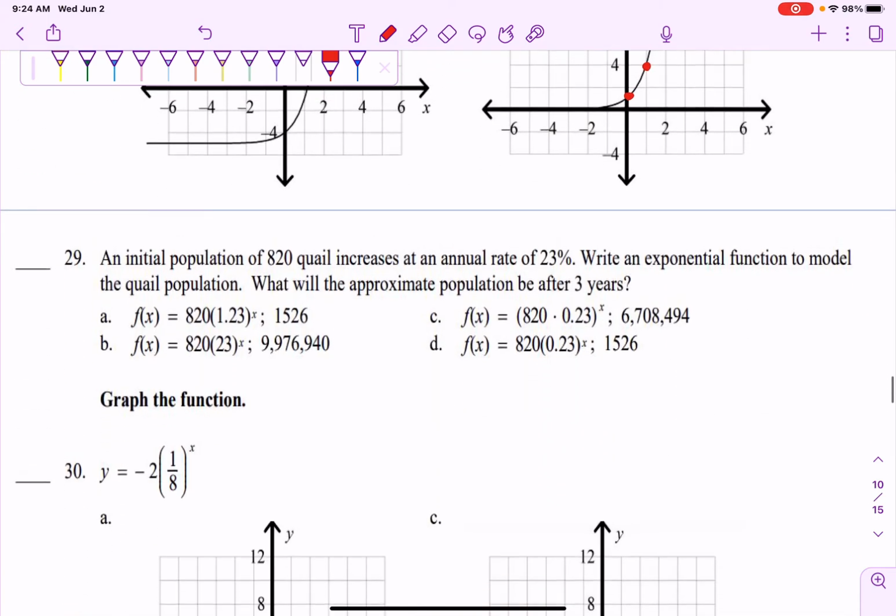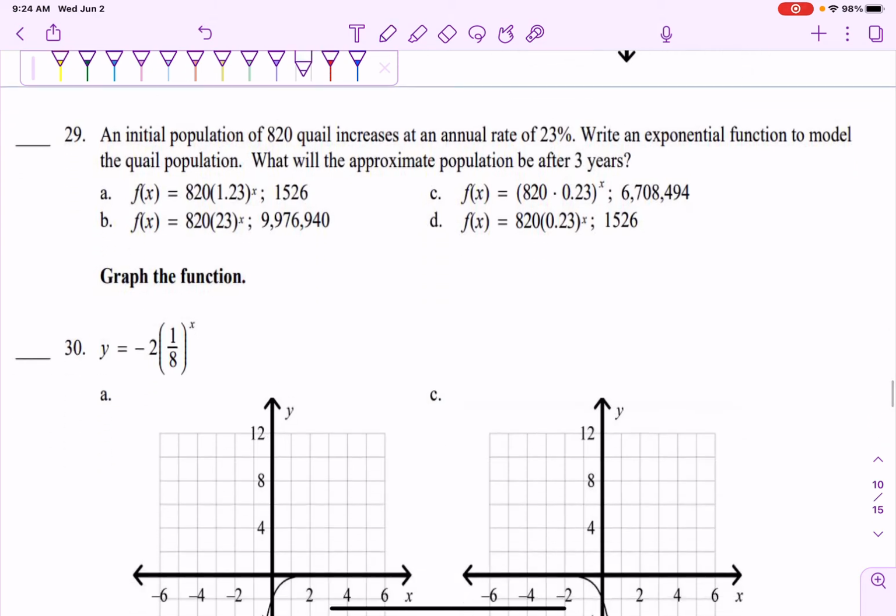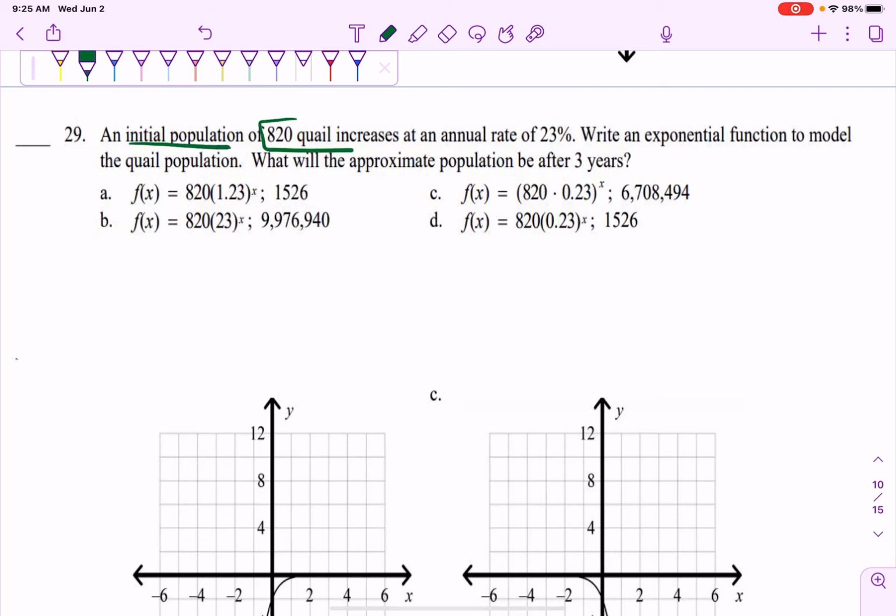Okay, here's our next one. Okay, again, I'm just going to make a little room for myself right now so I can do the equation part. This says the initial population of 820 quail increases at an annual rate of 23%. Write an exponential function to model the quail population, and what will the population be after 3 years? So first of all, an exponential model looks like this.